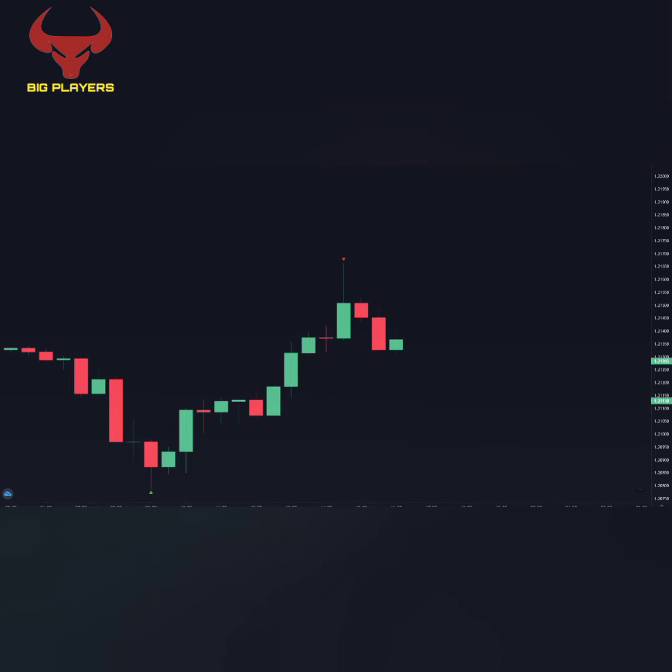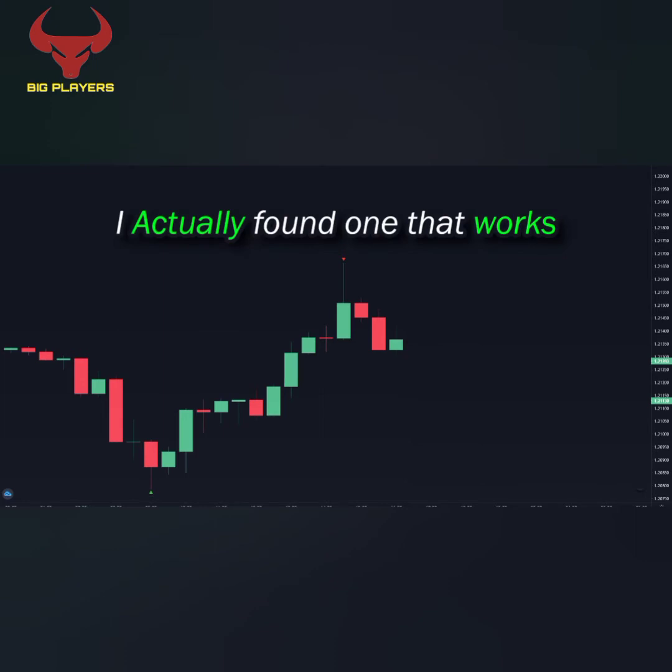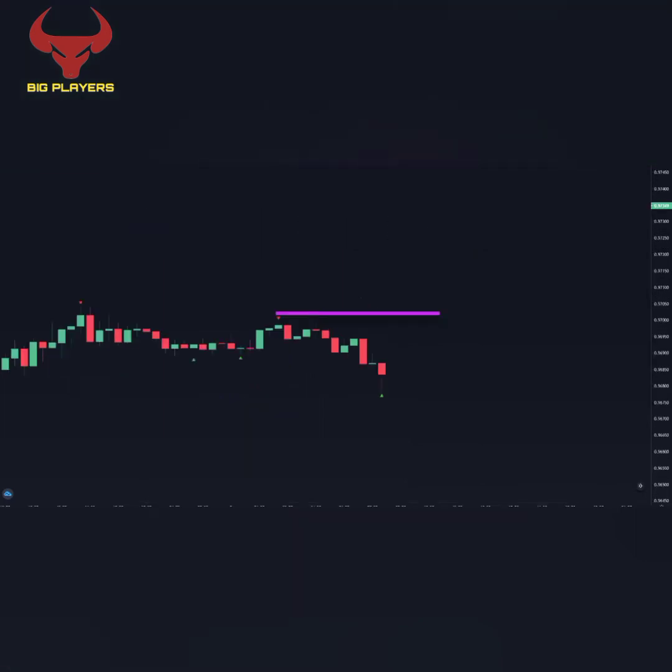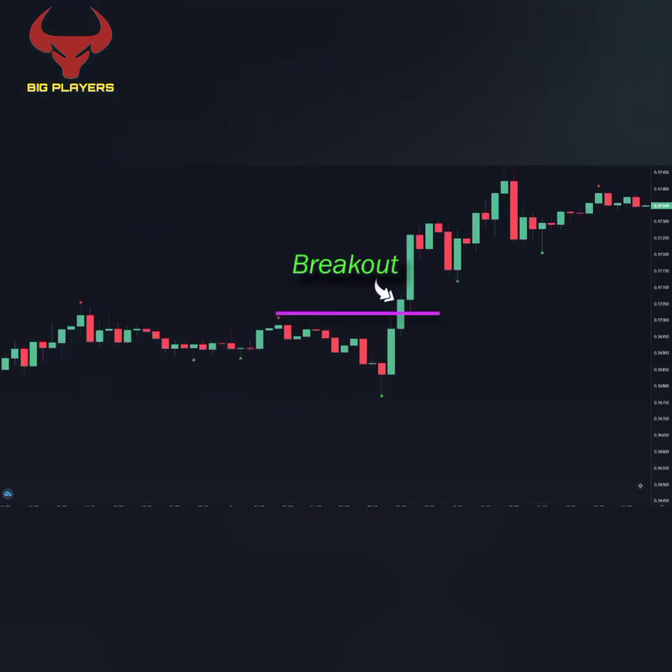However, after testing multiple types of fractal strategies, I actually found one that works. And that is by using it as a breakout strategy. So this is how the strategy works.